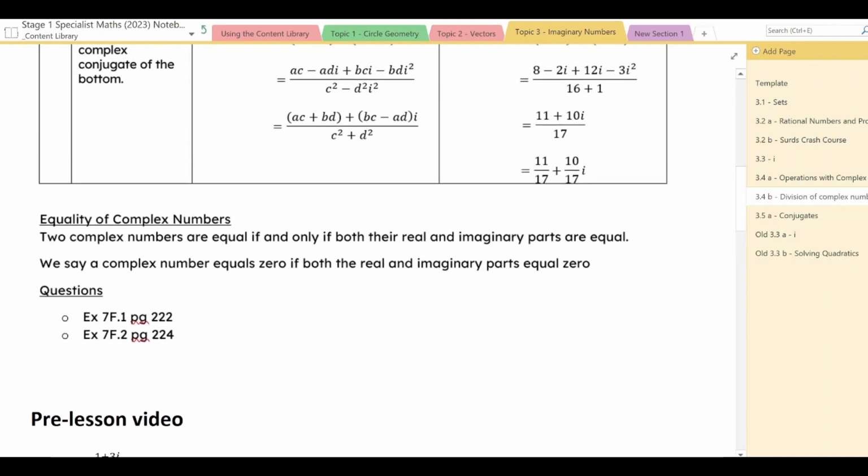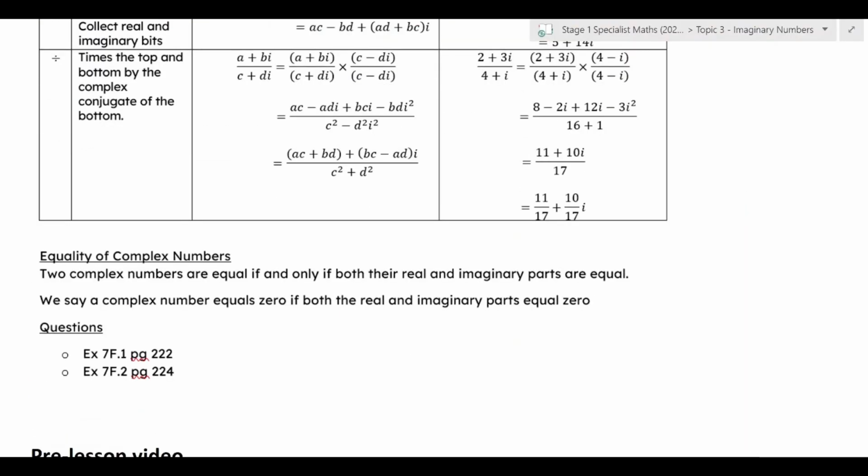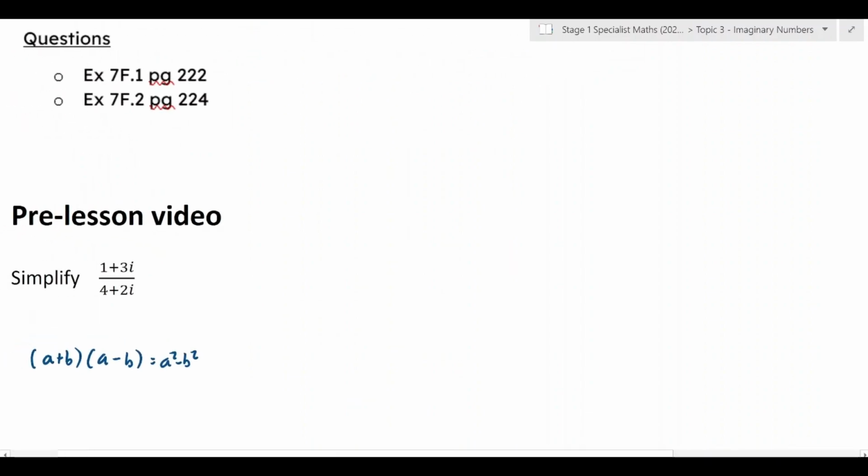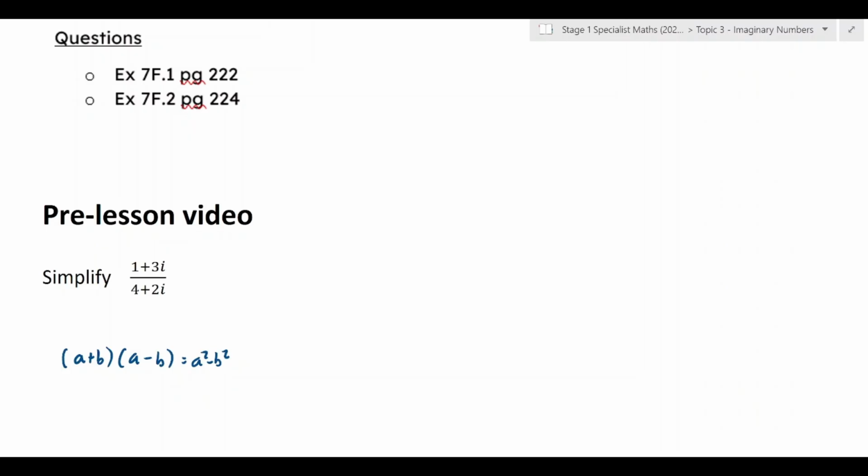Okay, in this video we're going to talk about complex division. So we've already seen multiplication, addition and subtraction. Division is going to follow a process similar to what we use to get surds off the bottom of a fraction. So for example, if we take something like this, what we want to do is we want to times by something called the conjugate.